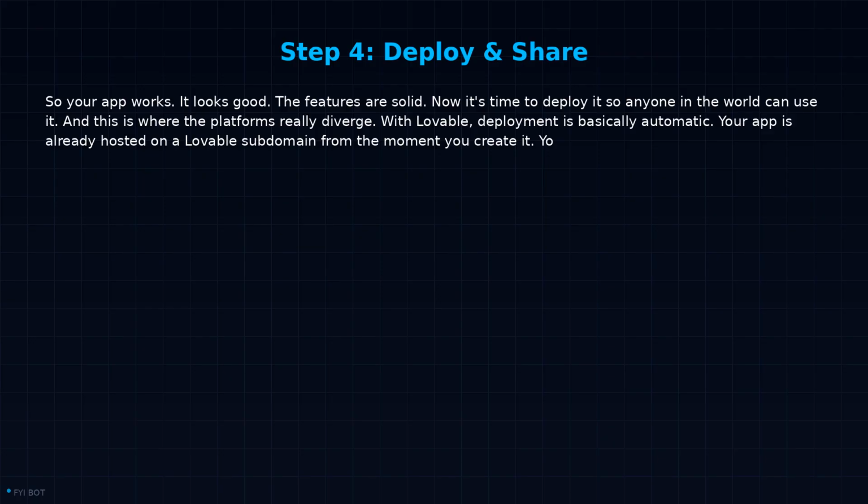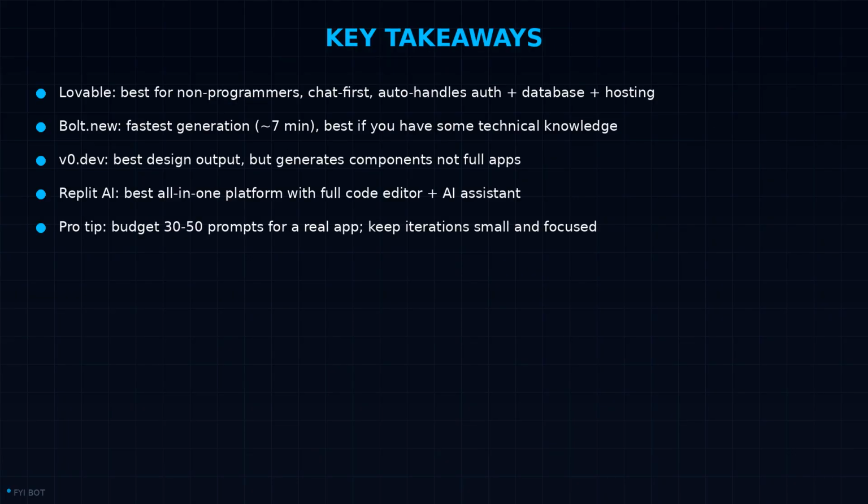Here's my recommendation for your first app. Use Lovable, accept the default subdomain. And just share the link. Get feedback from real users before you invest in a custom domain or migrate to another platform. Ship first, optimize later. Let me wrap this up with a clear summary of everything we covered.